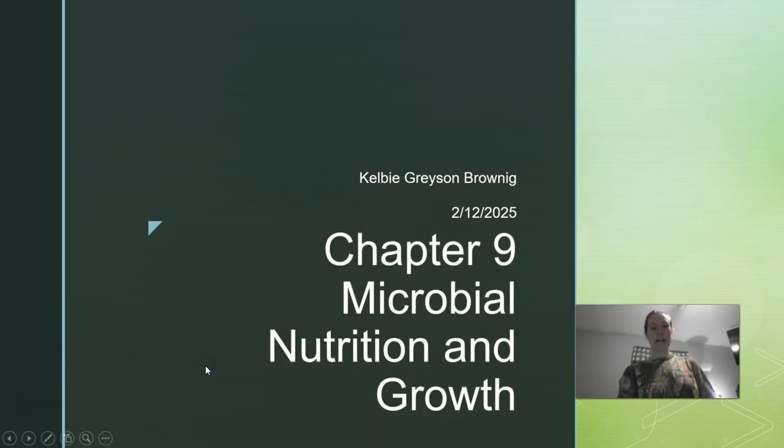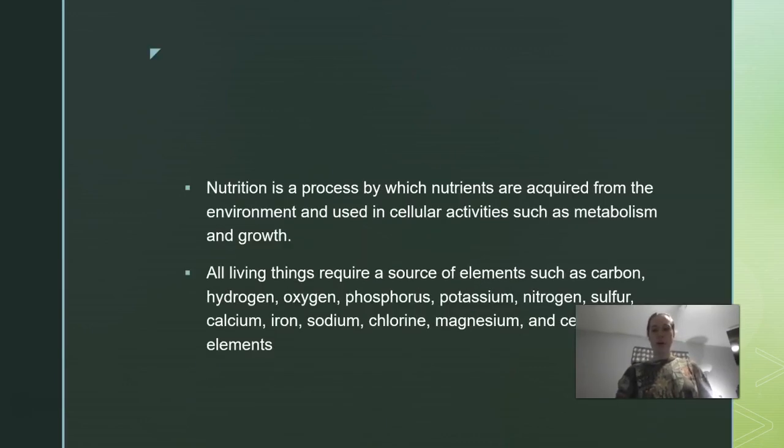So today we're going to be talking about microbial nutrition and growth. This is chapter 9 in the textbook. Microbial nutrition and growth is an essential topic in microbiology that helps us to understand how microorganisms survive and reproduce and thrive in different environments. Microbes, despite their microscopic size, do play a significant role in nature, medicine, and industry.